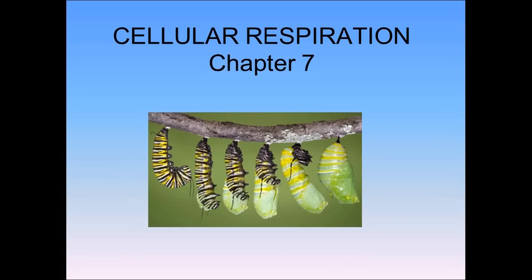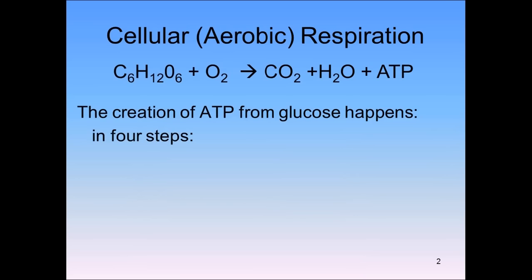This is Chapter 7, Cellular Respiration. Cellular respiration, or aerobic respiration, because it involves oxygen, is the opposite of photosynthesis.